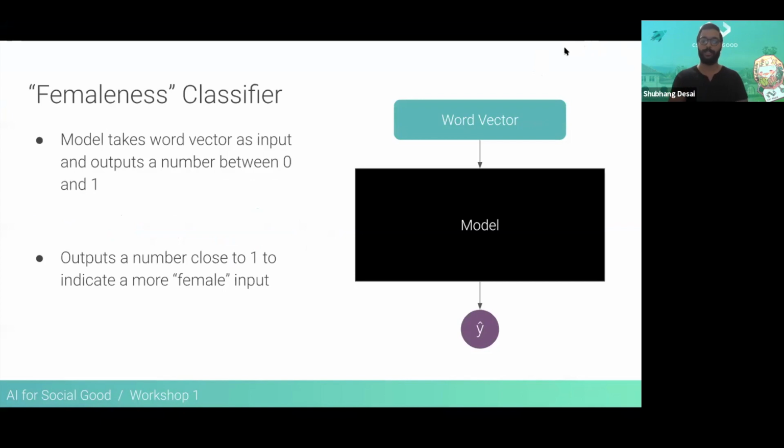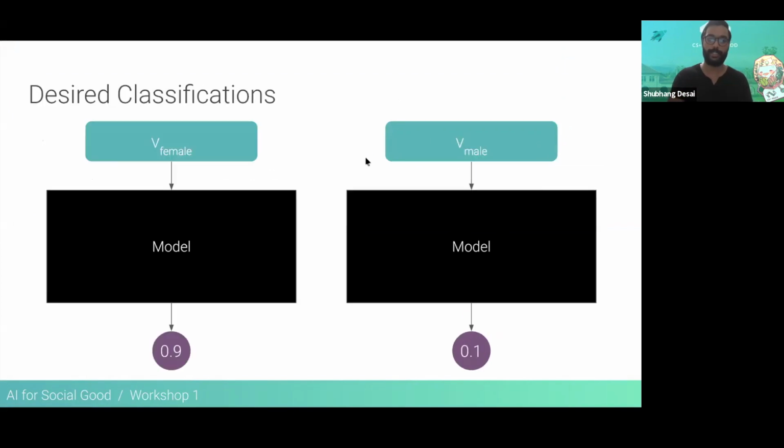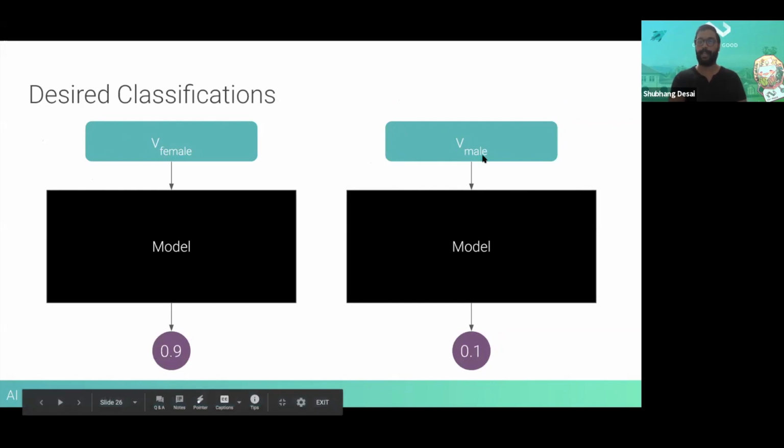Given a word vector, we're going to pass it through some type of model. We'll figure out what it is later. We're going to get a number as an output, which we'll call y hat. This is our prediction, and this number is going to be between 0 and 1. The more female the model thinks the word is, the closer y hat should be to 1. So the word vector for female should give an answer close to 1, and the word vector for male should be close to 0. This is what we would like to see.